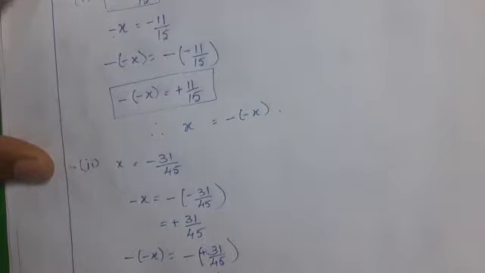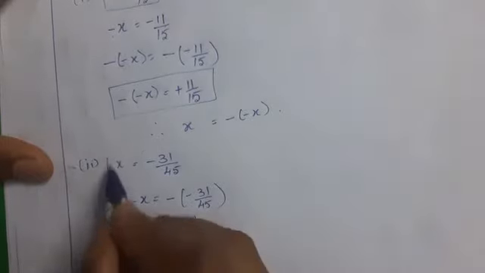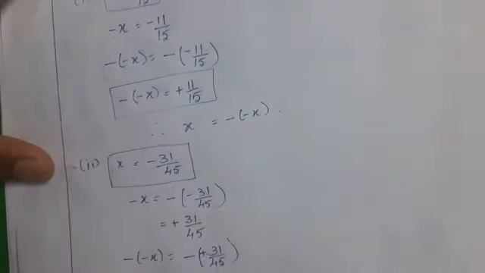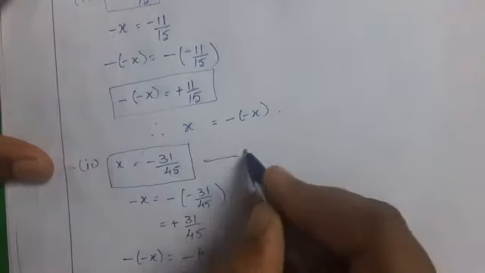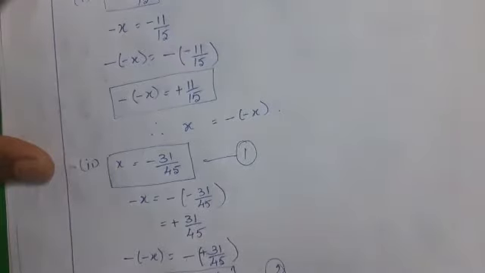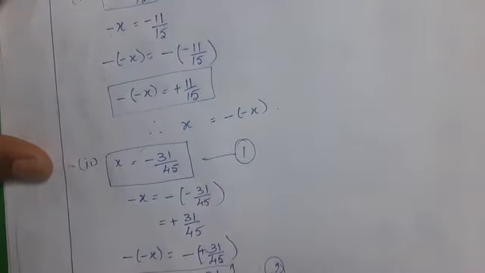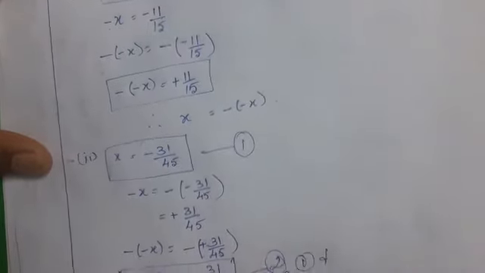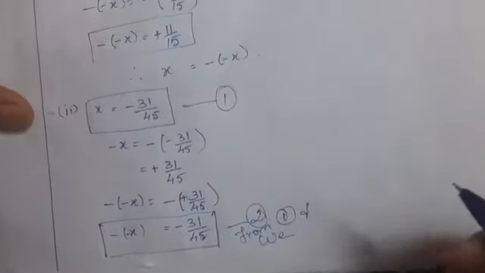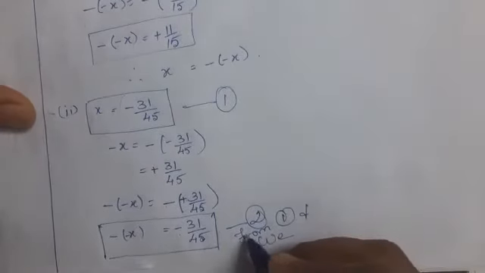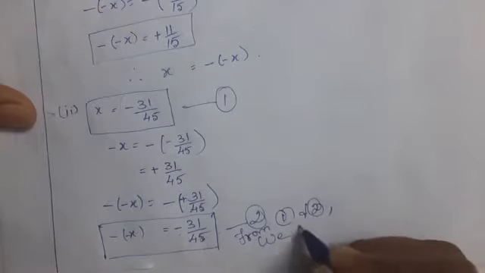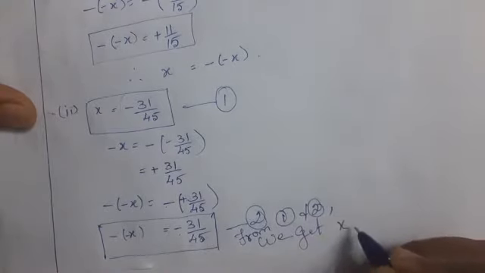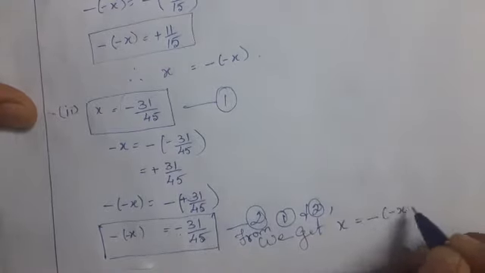Therefore, now you can understand that the x value and minus of x both are equal. Okay, therefore from 1 and 2 we get x is equal to minus x.